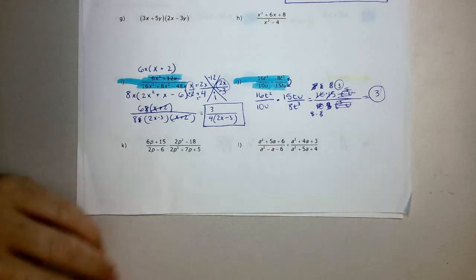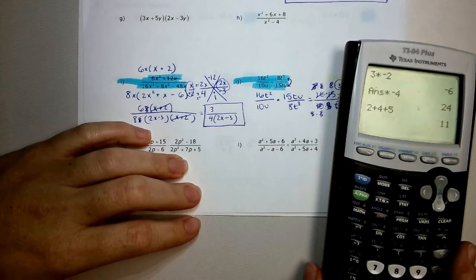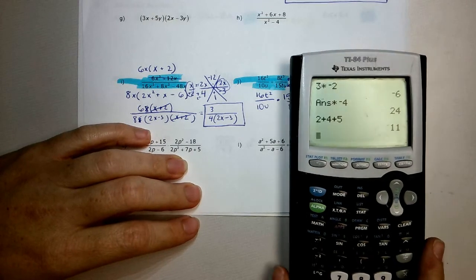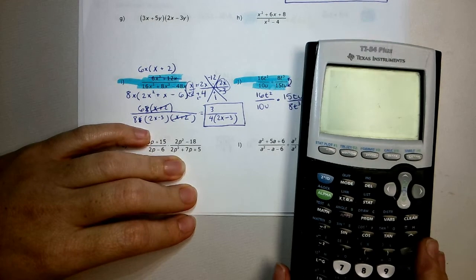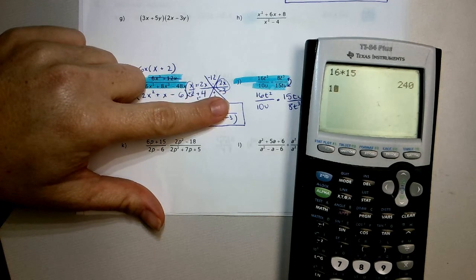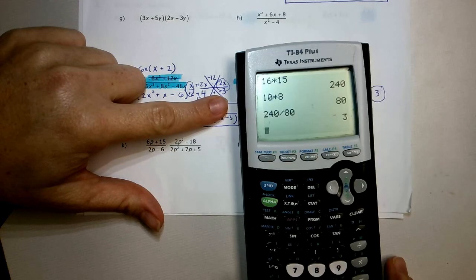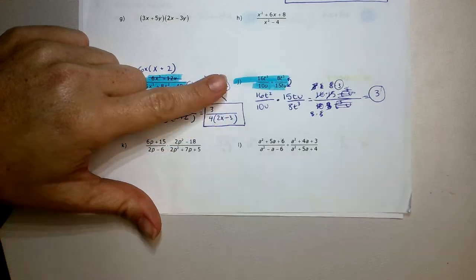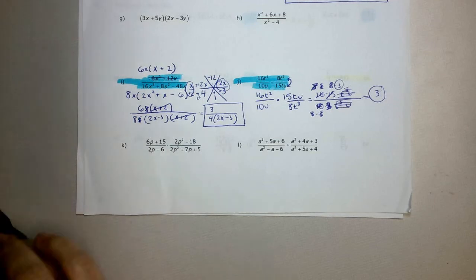Now, one thing you could have done here, y'all, because this one worked out pretty, and your test is technically multiple choice, you could have done 16 times 15, which gave you 240, and 10 times 8, and then done 240 divided by 80, and it gave us 3. Okay? So you could have done it that way because this one is pretty.